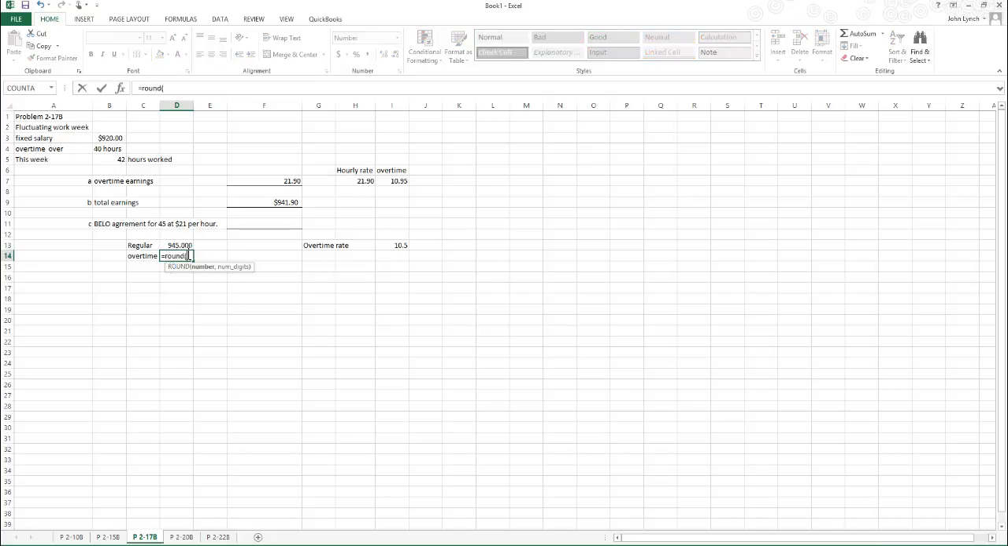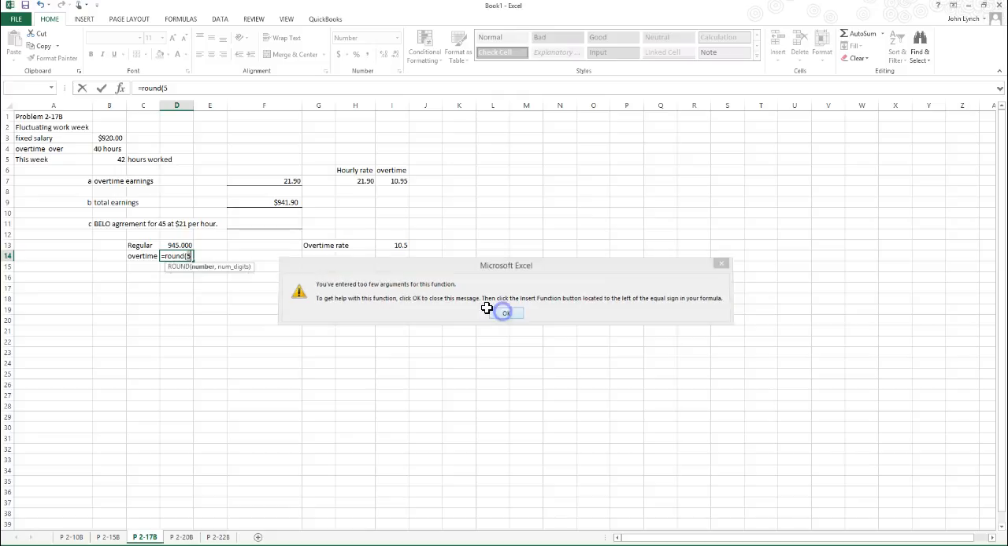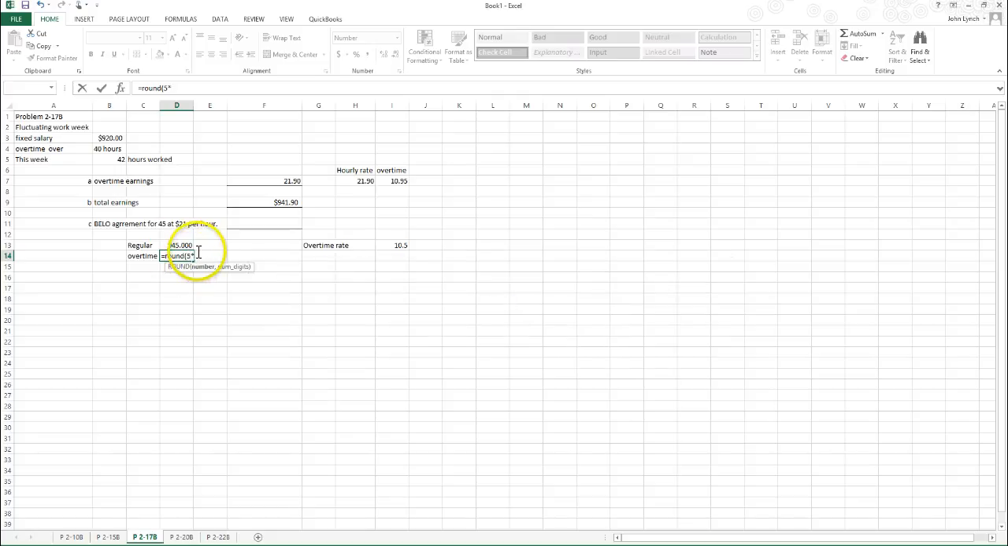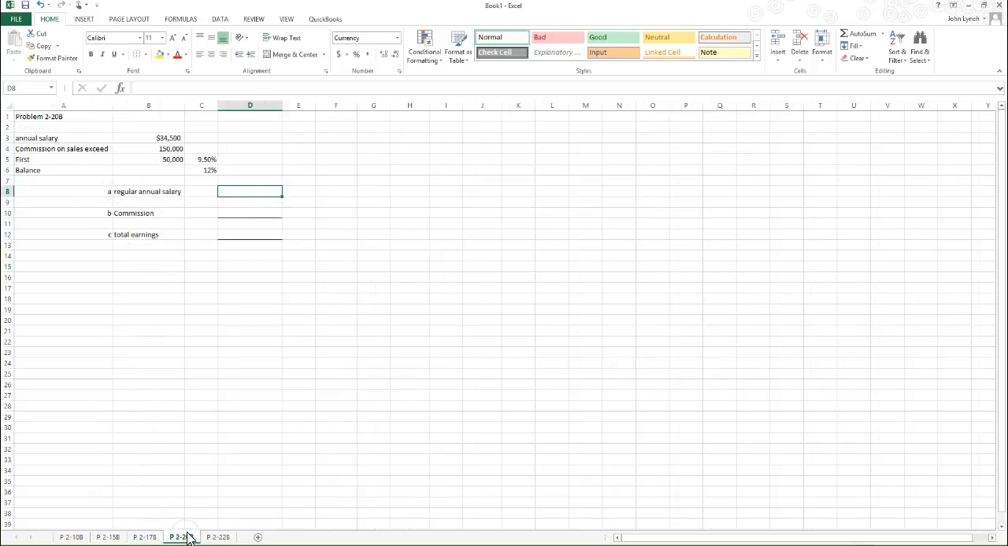Now they're paid on 45 hours, so the overtime pay would be 5 times the 1050. Okay, or 5250. So the total earnings then would be the 945 plus the 5250, or 997.50. So that's how you do the problem 217B. Remember, the below is a guaranteed wage that they receive no matter how many hours they actually work.